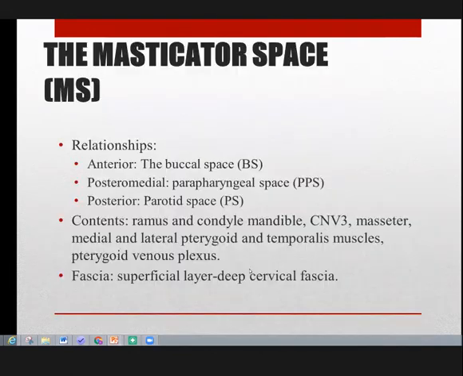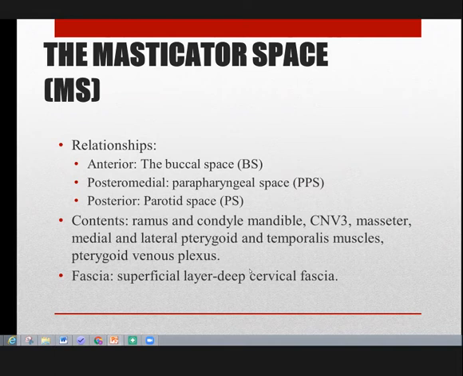All right. So next we proceed to the masticator space. So the relationship of this space to other spaces. The buccal space is located anteriorly. The parapharyngeal space is located posteromedially. The parotid space is located posteriorly.